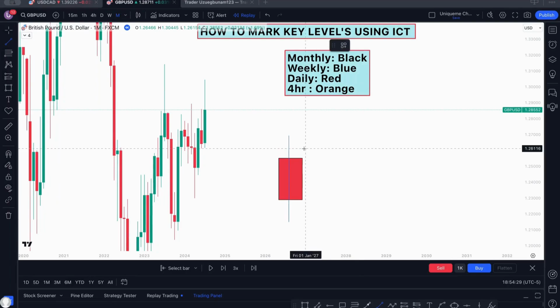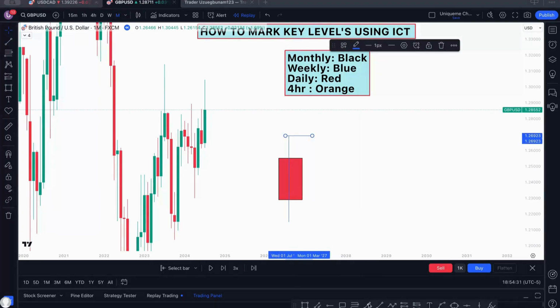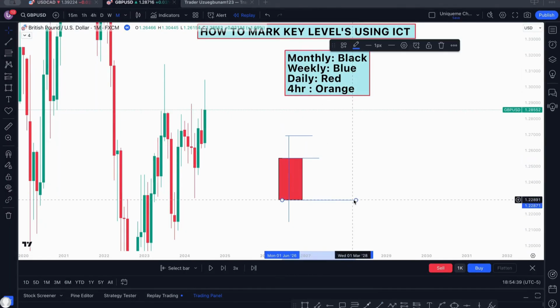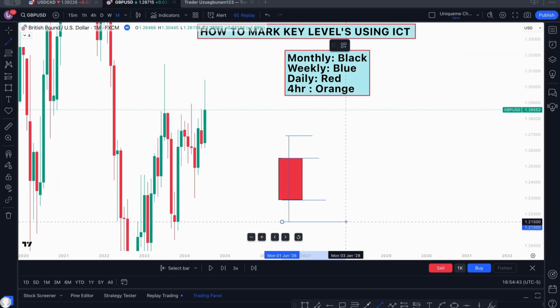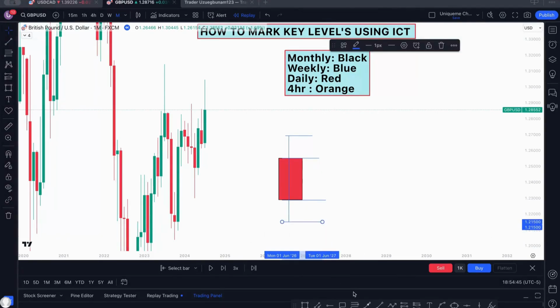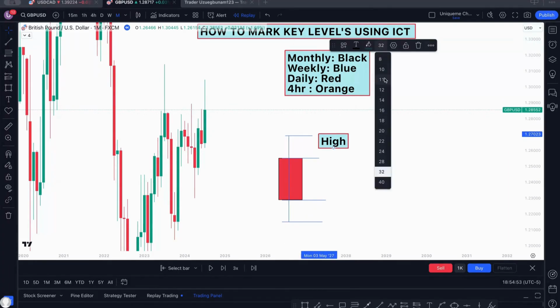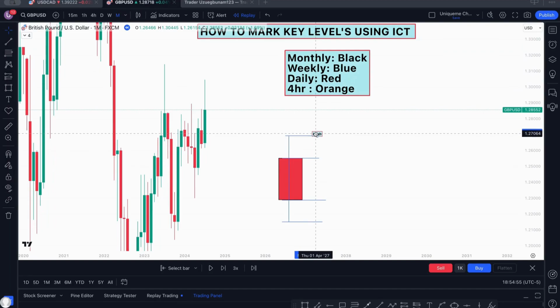Firstly, the top here is what? The high. The middle here is the opening of the candle. The middle here is the closing of the candle. I'm going to label it one by one. And here is the low of the candle, right? Now it can go a long way. I'm going to label it. This is the high. I'm going to label it in a way that you understand. It's very straightforward.